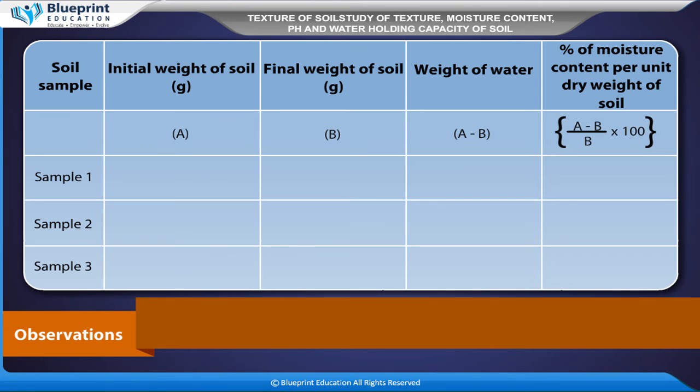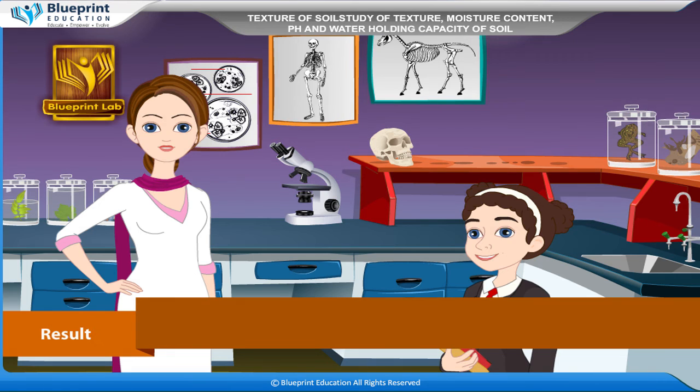Observations. Soil sample, initial weight of soil in grams, final weight of soil in grams, weight of water, percentage of moisture content per unit dry weight of soil. A, B, A minus B, A minus B divided by B into 100. Sample 1, sample 2, sample 3.